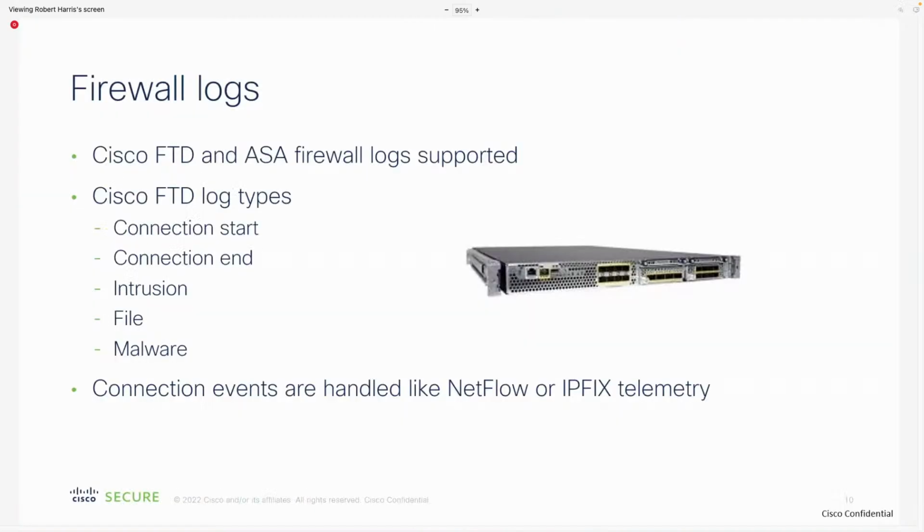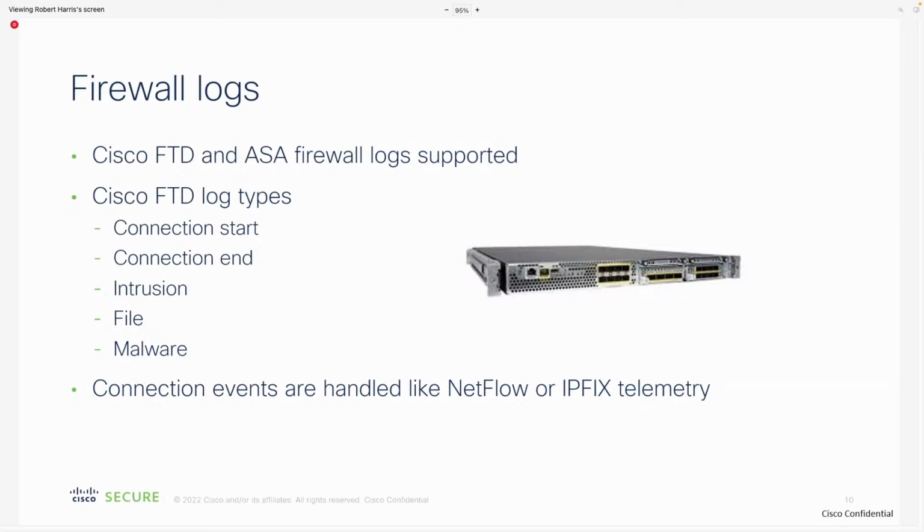Our firewall alerts are generated coming off of firewall logs, and we currently support ingesting logs from Cisco FTD and the old ASA firewall logs. Just to give you an example of what we're looking at from the current FTD offering, we're looking at logs such as a connection start, a connection end, intrusion events, so basically think IDS events, file events, and malware events.